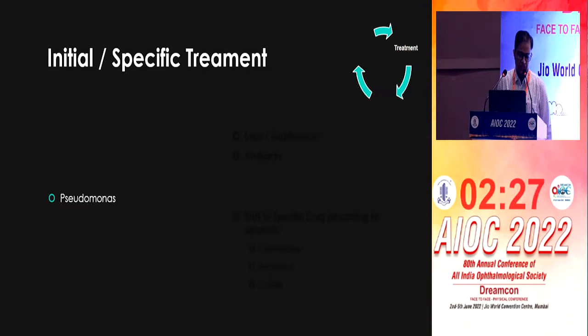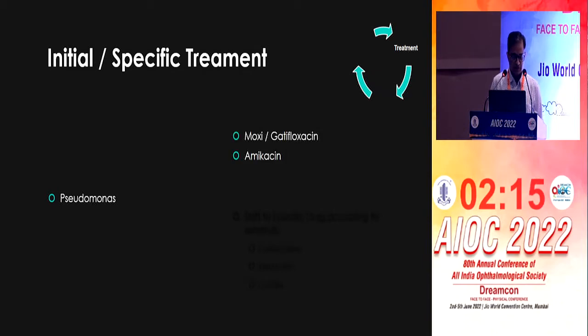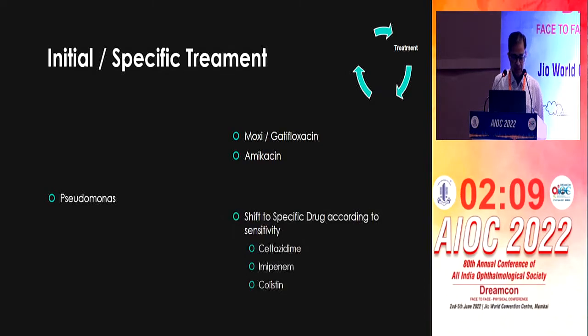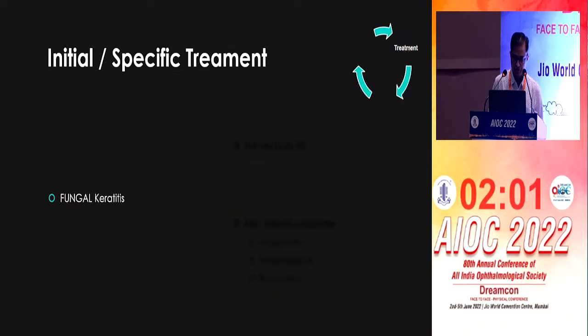I'll just delve into a little part of the initial or the specific treatment if you have got some microbiological evidence. Like if it is a patient of Pseudomonas, or if you are strongly suspecting Pseudomonas keratitis, you could start with a combination of moxifloxacin or gatifloxacin along with amikacin, and then shift to specific drugs according to the sensitivity. Most commonly which we get is ceftazidime, imipenem, and sometimes colistin.